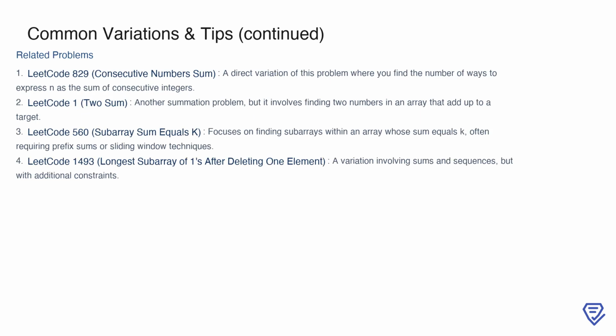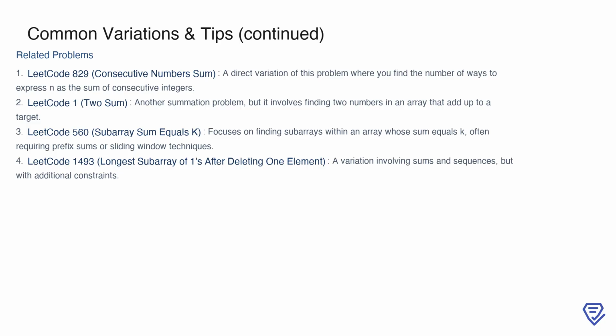There are several related problems that can help you build a stronger understanding of consecutive sums and similar concepts. For instance, LeetCode problem 829, the consecutive numbers sum problem, is a direct variation of this challenge, focusing on finding how many ways you can express n as a sum of consecutive integers. LeetCode 1, the two-sum problem, involves finding two numbers in an array that add up to a target, which is another summation-based challenge.